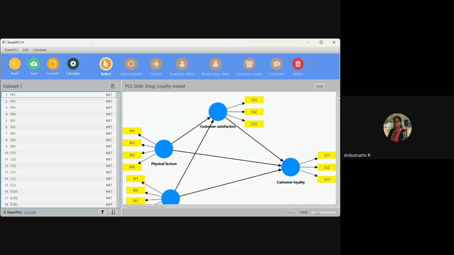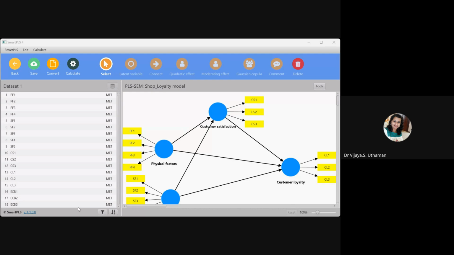Ma'am, one question. This has both formative as well as reflective structure, right? And inside this latent, everything is formative, no? No, ma'am, this is all reflective. Inside the inner model also. It's only the measurement model, that is the outer model, where you can tell either it's formative or reflective. In the case of the structural model, you don't have that formative reflective concept.